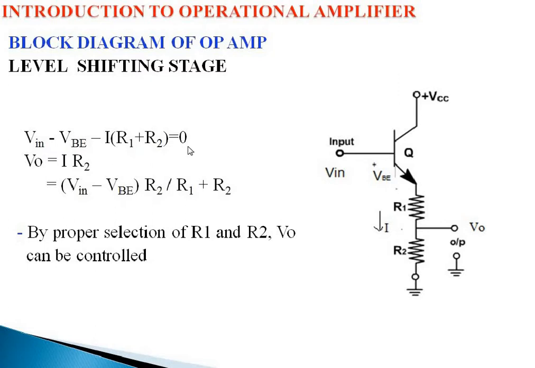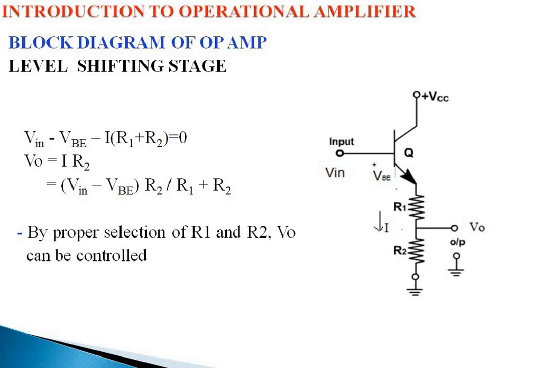Then the equation for V0 is V0 equals I into R2. From the first equation you will get an equation for I. Substitute that I here. From that you will get V0 equals (Vin minus VBE) into R2 by (R1 plus R2). So from the first equation derive an equation for current and substitute that I in V0. You will get like this.